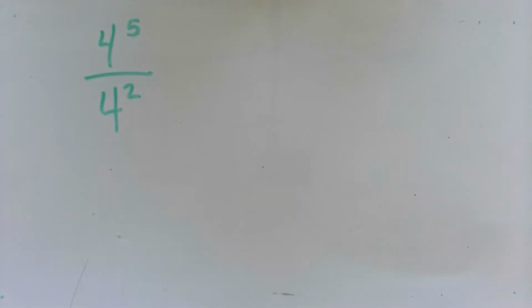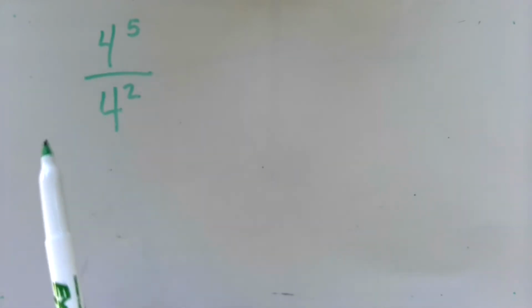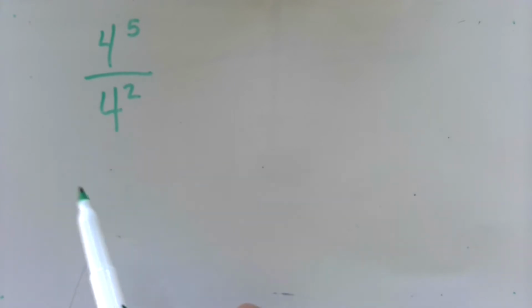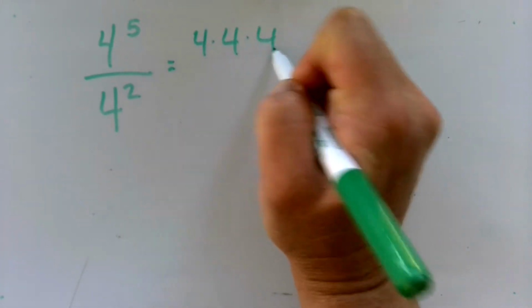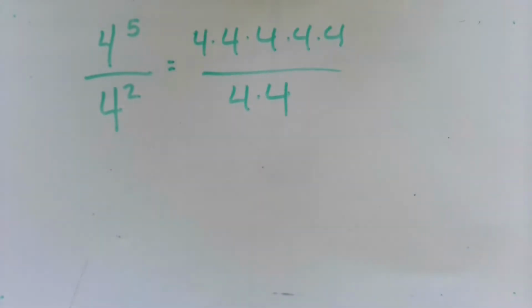Okay, so today you're working on quotients of powers. You're dividing powers, and the key thing to remember is they have to have the same base in order to do this. So if you have 4 to the 5th divided by 4 to the 2nd, another way to think of it is 4 times 4 times 4 times 4, lots of 4s, over 4 times 4, right?